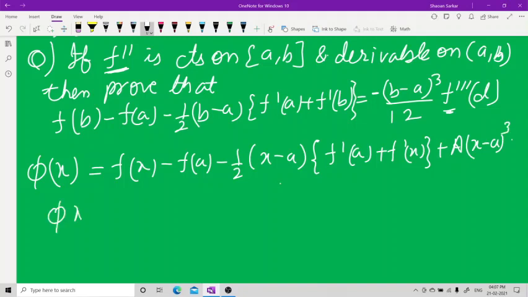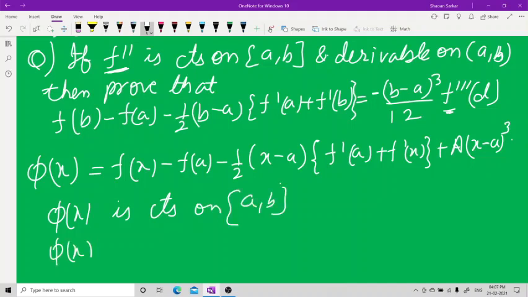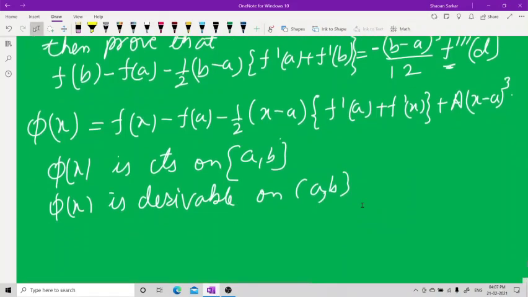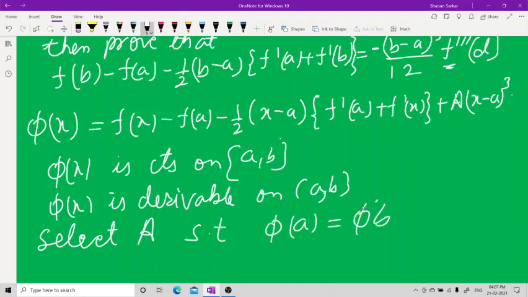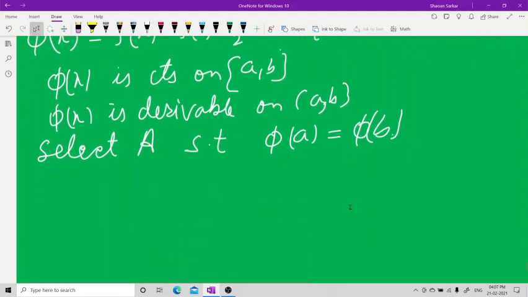Now phi x is continuous on the closed interval AB. Phi x is derivable on AB. You choose A in such a manner, select A such that phi A is equal to phi B. The Rolle's condition is satisfied. So let us find phi A and phi B. Just a minute.